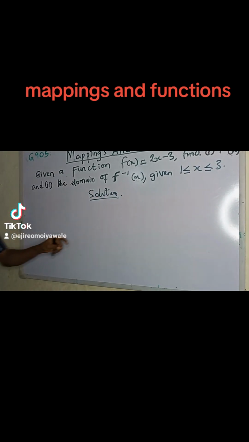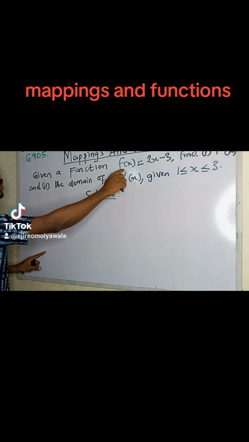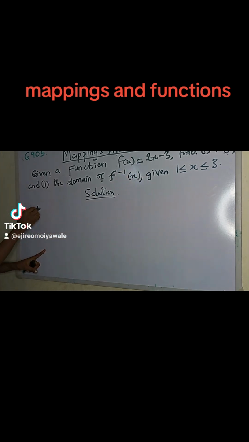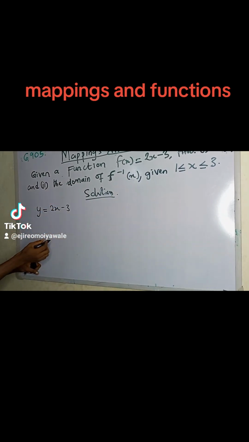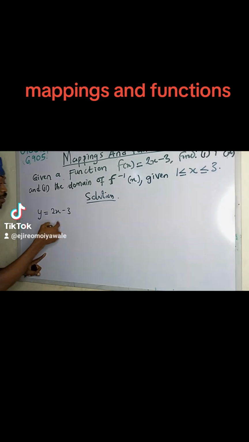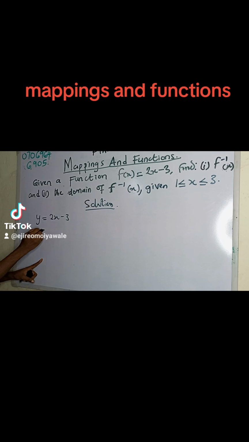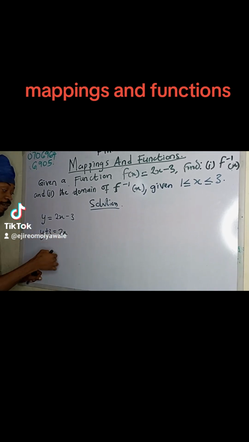So I'm looking for f inverse of x. How do you find f inverse of x? We just equate f of x to y, all right? So it's going to become y equals 2x minus 3. Then we solve for x. I'll just carry 3 to the other side. If I bring it over, it becomes y plus 3 equals 2x. Then I'll solve for x.